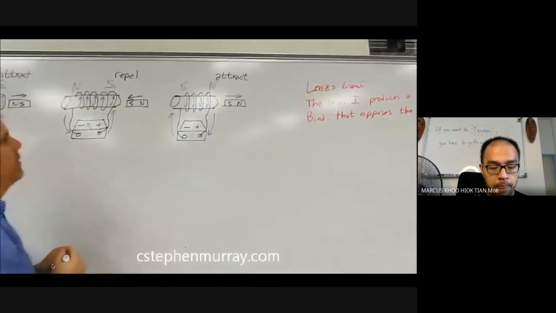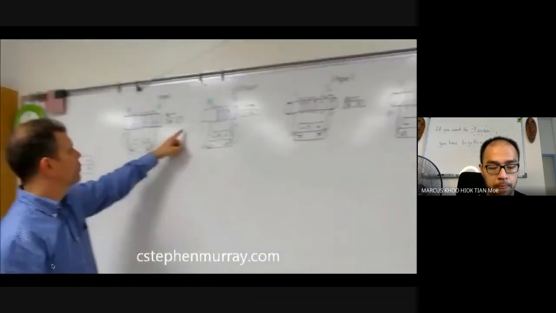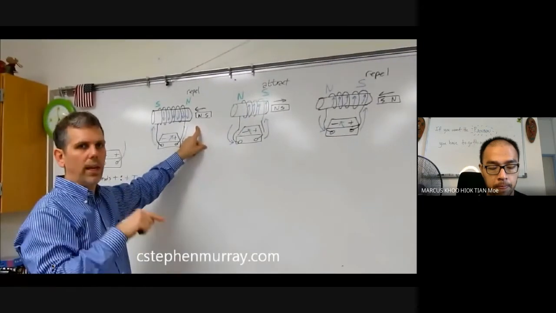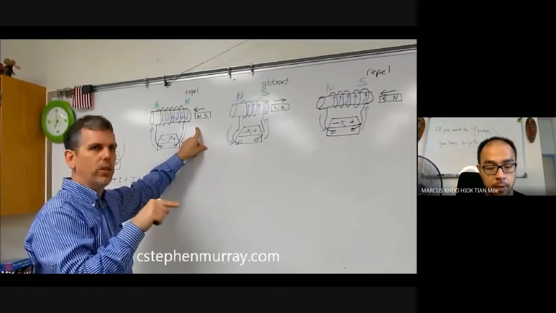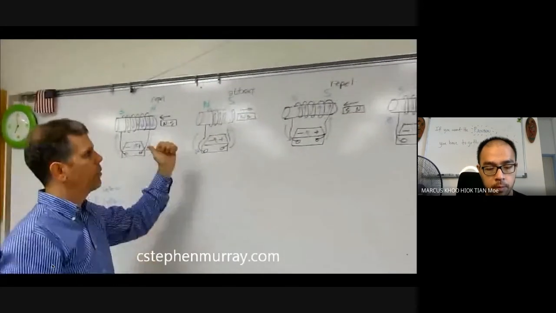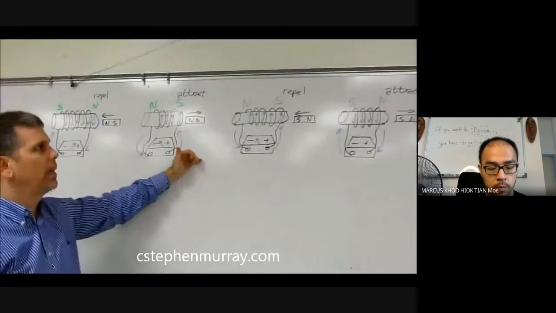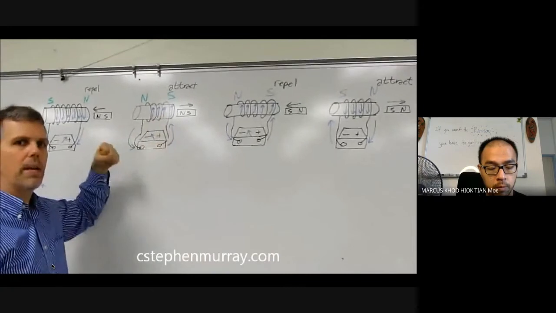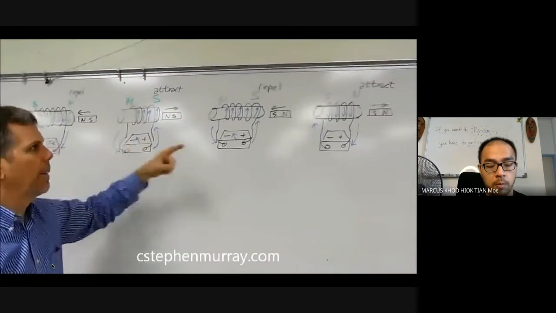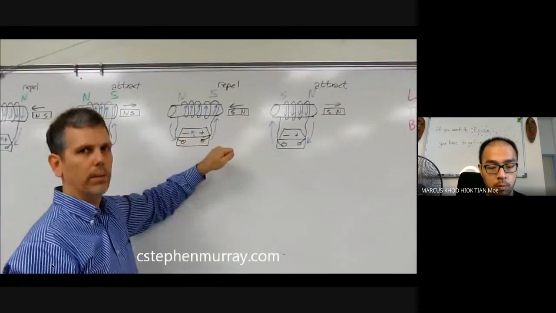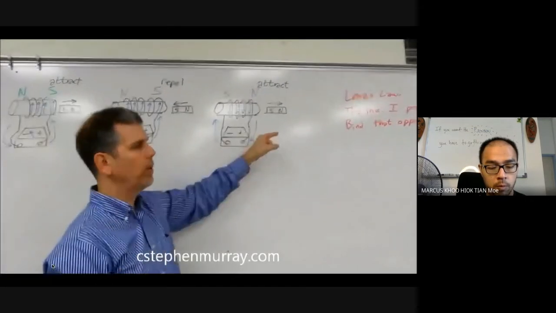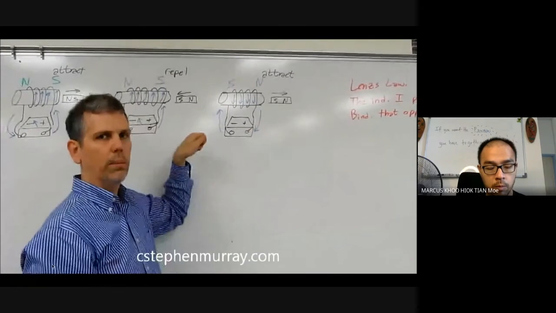In each of these cases, we try to put a north pole in, it opposes it, making a north pole towards the north pole that's trying to enter. I try to pull out the north pole, it makes a south pole, trying to keep it back in. I put a south pole in, it tries to make a south pole to repel it. I pull a south out, it tries to make a north pole to pull it back in.